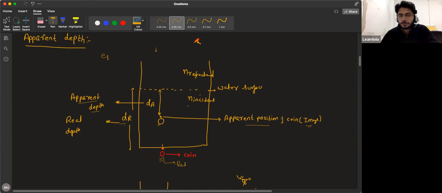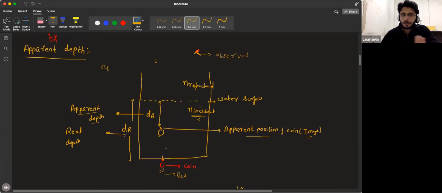The medium in which the coin is placed is known as the incident medium. And the medium in which you have the observer, this is I, is the refracted medium. So this is the incident medium and this is the refracted medium. So is it clear now? Do you understand what apparent depth or apparent shift in position means? Can I explain again? You have a beaker. There is no water in the beaker.